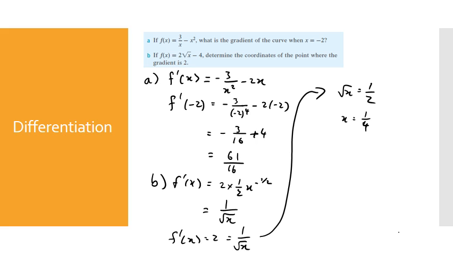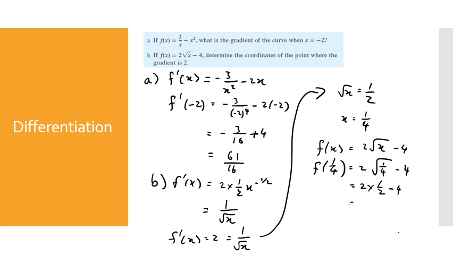Then, because x is equal to a quarter, we solve it back into f of x. Then we write down the coordinates together.